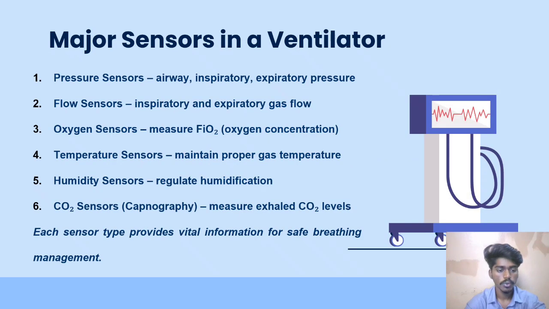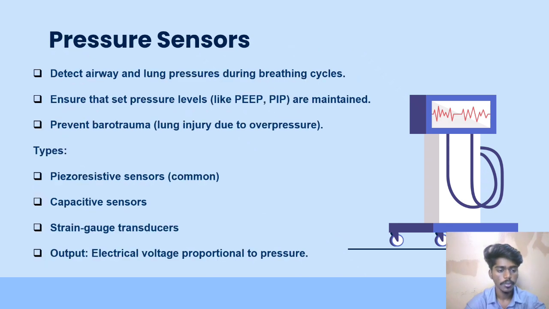Then, moving to the major sensors used in a ventilator. There are pressure sensors, flow sensors, oxygen sensors, temperature and humidity sensors, and CO2 sensors, that is, carbon dioxide sensors. Coming to the pressure sensors, they ensure that important parameters like PEEP and PIP are maintained safely. They prevent lung damage such as barotrauma. Common types include capacitive sensors and strain gauge sensors.